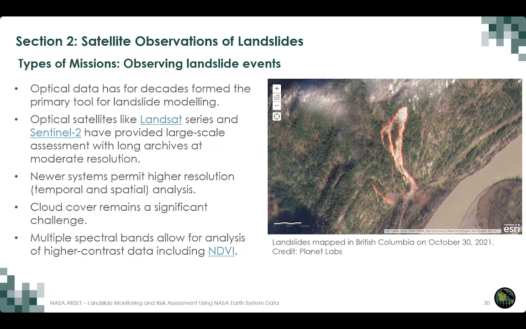And so if we are looking for landslides in the short aftermath of a major rainfall event, the clouds associated with that event may block us from seeing that. So it's something to bear in mind. I also mentioned the spectral bands associated with those optical data sets, that includes, for example, the analysis of data from the red end of the optical spectrum, particularly to build images of NDVI, or normalized difference vegetation index. This can be used to potentially look at landslides in higher contrast imagery.